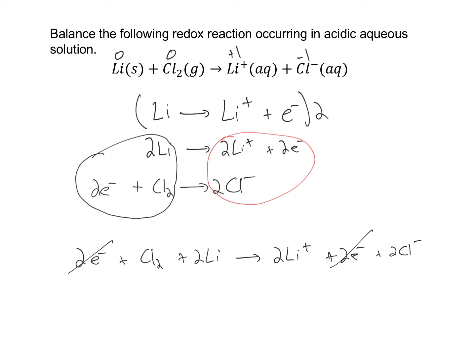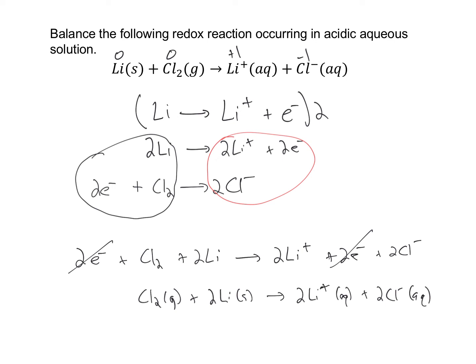All right, so what I'm left with, I'll go ahead and put the states back in: Cl2 gas plus 2 Li solid goes to 2 Li plus aqueous plus 2 Cl minus aqueous.